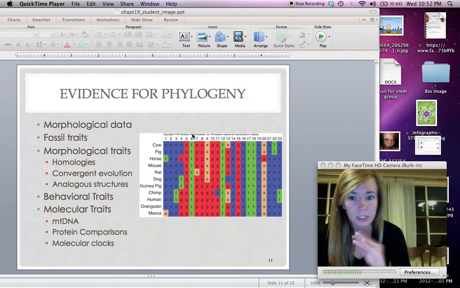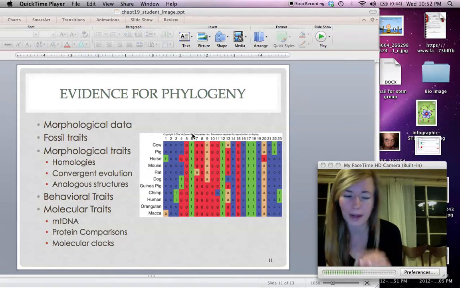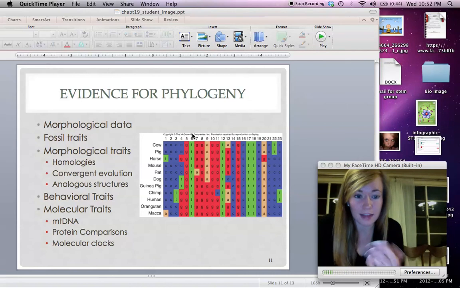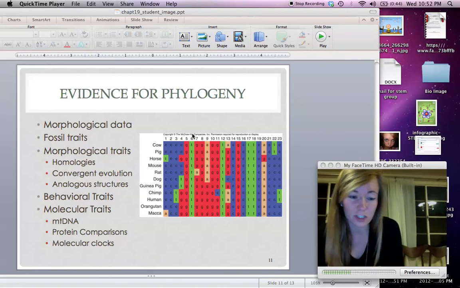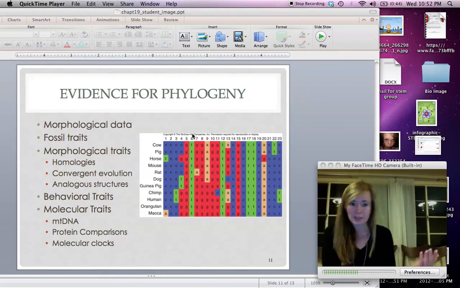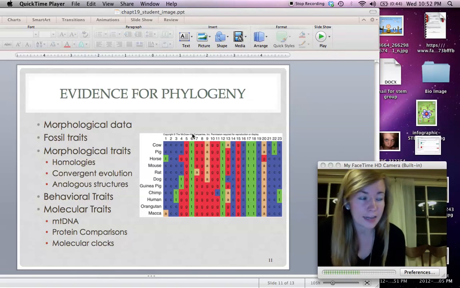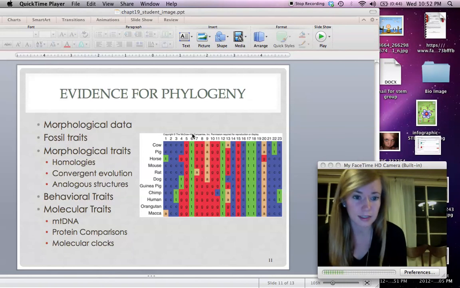There's also fossil traits, which I skipped over by accident, and we know that the fossil record is so helpful, but it has giant holes in it. Whole lineages are missing, and only hard parts get fossilized. So that's why we're missing so much information from the fossil record, and why the fossil record doesn't provide that much information about plants, because plants don't have too many hard parts. But it can be helpful. We can find out that dinosaurs did care for their young through the fossil record, things like that.